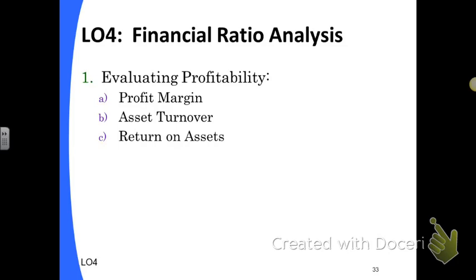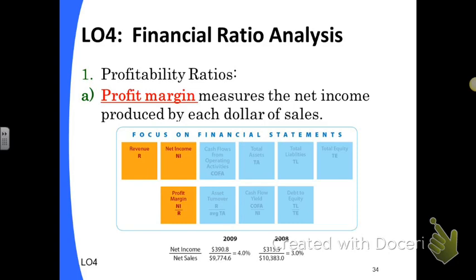So let's look at the first type of financial ratios, evaluating profitability. We're going to look at 3 different types of profitability ratios: profit margin, asset turnover, and return on assets. First, we have the profit margin, a measure of net income to sales. So what we're going to look at here is, for every dollar of sales, how much net income are we producing.